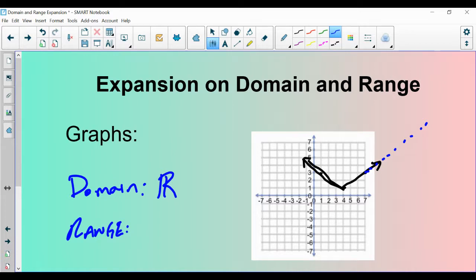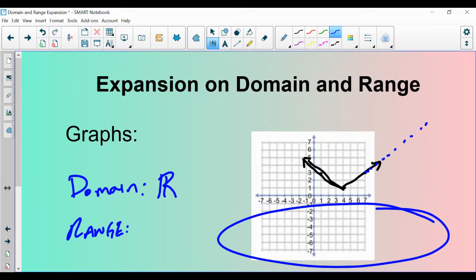Work with me here. The range: this graph never achieves any y value of, let's say, -7. This graph comes down here, bounces, and goes back up. It will never achieve any y value in the vicinity of that circle. The y value of -1, the y value of -2, none of those y values are ever achieved. It's imperative that you ask, what is the smallest of the y values achieved?